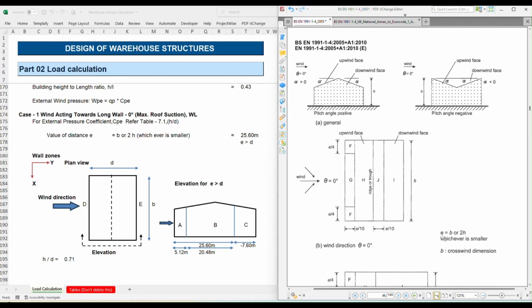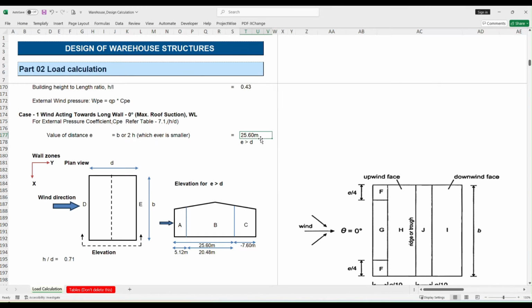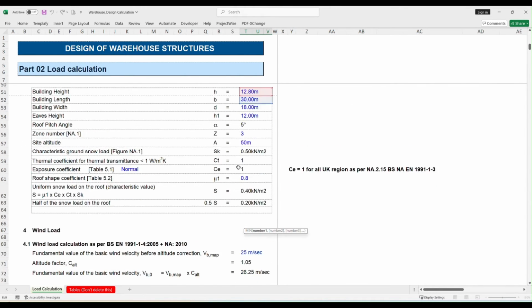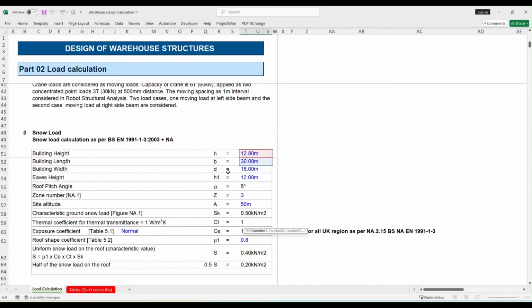Now you can see the E value we need to calculate: E equal to B or 2H, whichever is smaller. That was considered here, and we follow the same equations here. We have considered the minimum of length and 2 into H.